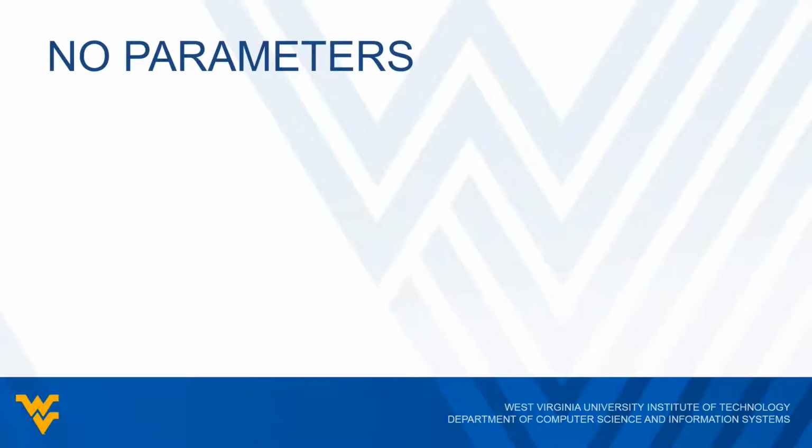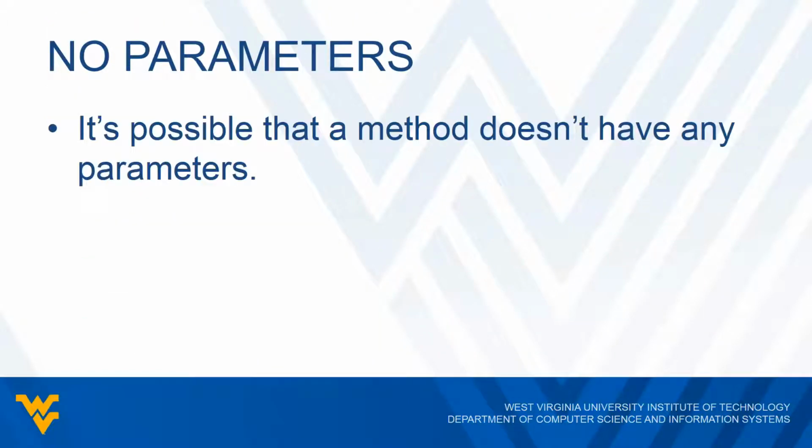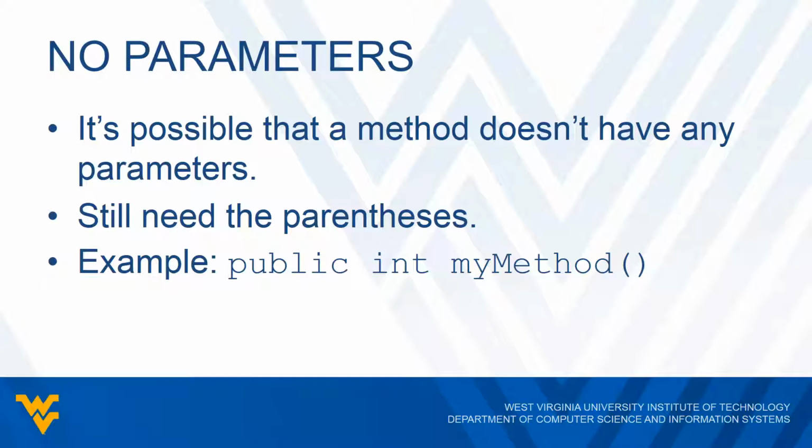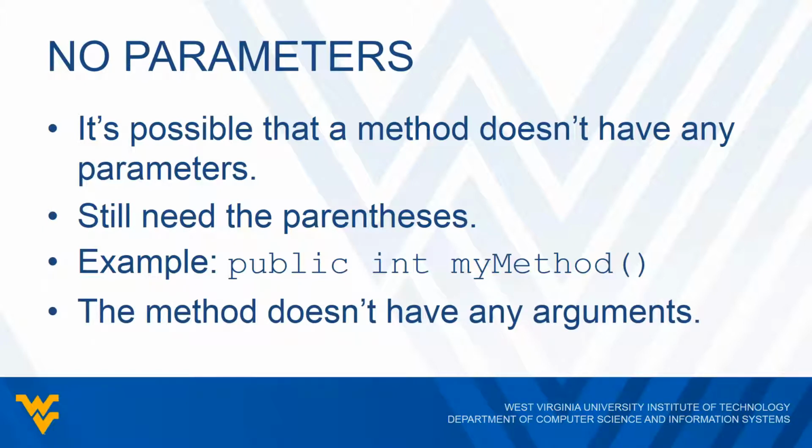And finally, as I've said before, it is possible that we have a method that just doesn't take any parameters at all. We still need the parentheses because that's how Java distinguishes between a method name and a variable name. So if we forget to include the parentheses, Java's going to think that we're dealing with a variable. So for example, I can do public int myMethod. I have my parentheses, but there are no arguments. So this is a perfectly valid method.